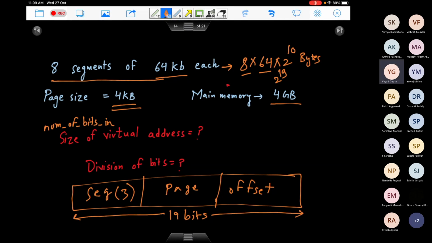Out of this 19, we figured out how many we need for segment. It was straightforward. Next, coming to the offset, how many bits do we need for the offset? Once we calculate that for pages, we can easily find. Your page size is 4 KB, so 4 into 2 to the power 10 bytes, which is 2 to the power 12 bytes. Once we have the page size, we know that this value here is the offset. So for offset, we need 12. How much is left for the page? 4, right?